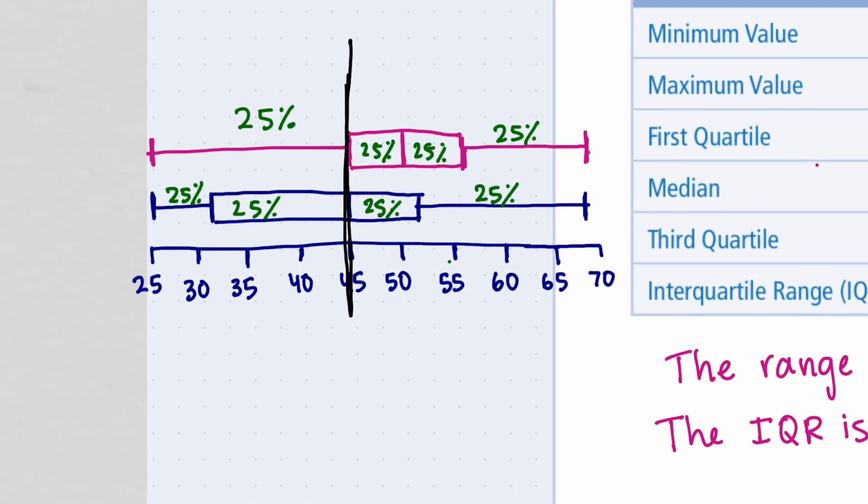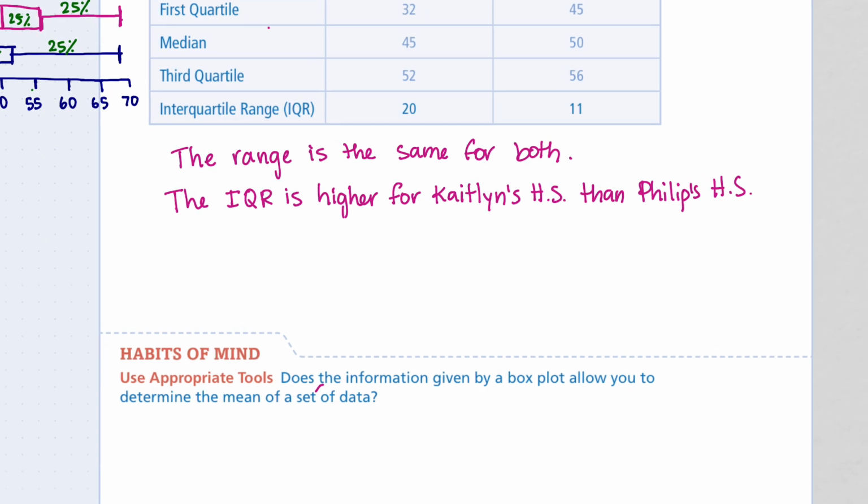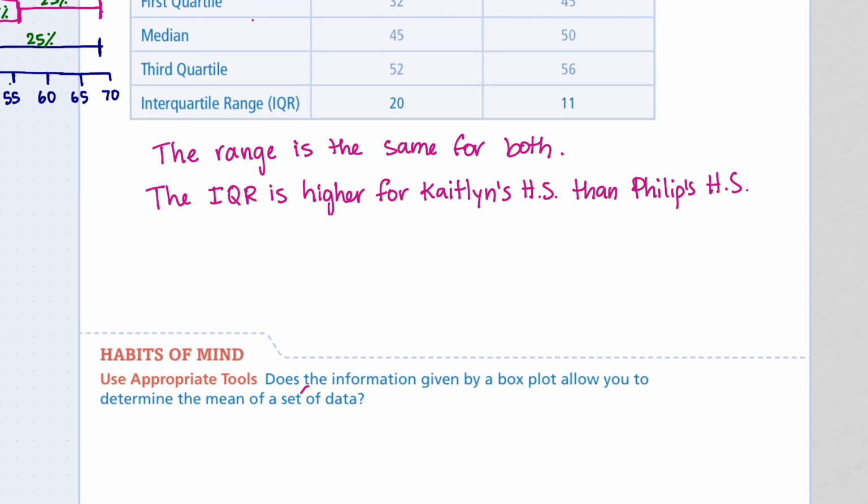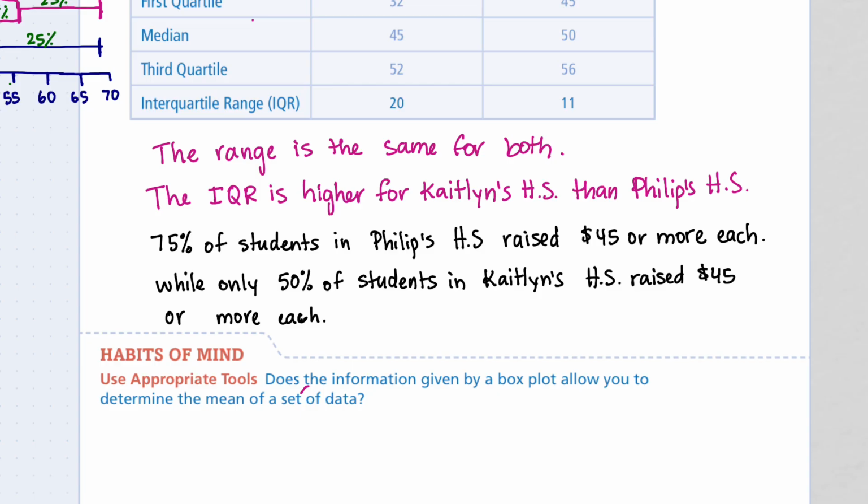Now remember that in a box plot, each one of these segments divides the data into 4 equal parts. So each of these segments is 25%. And when I look at this 45 here, since they both share a 45, in Phillips High School, 75% of the students collected $45 or more, while in Caitlin's High School, only 50% of the students collected $45 or more. So like I said, 75% of the students in Phillips High School raised $45 or more each, while only 50% of the students in Caitlin's High School raised $45 or more each.